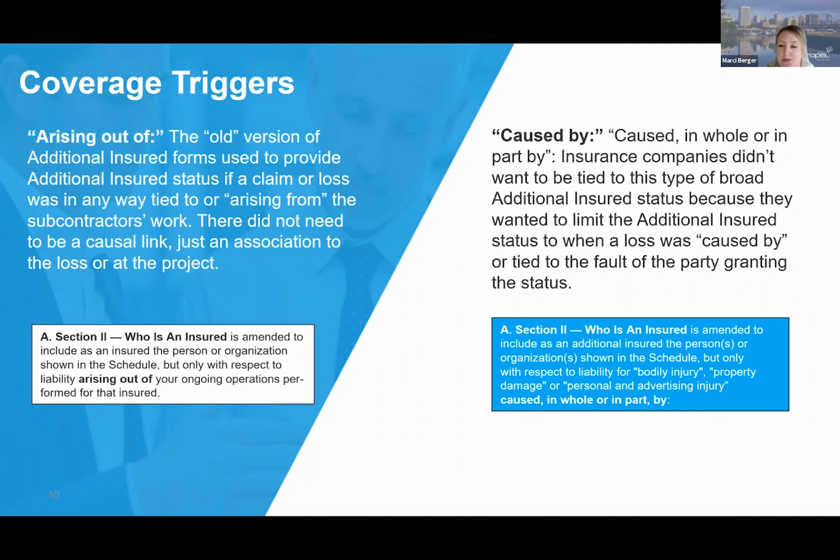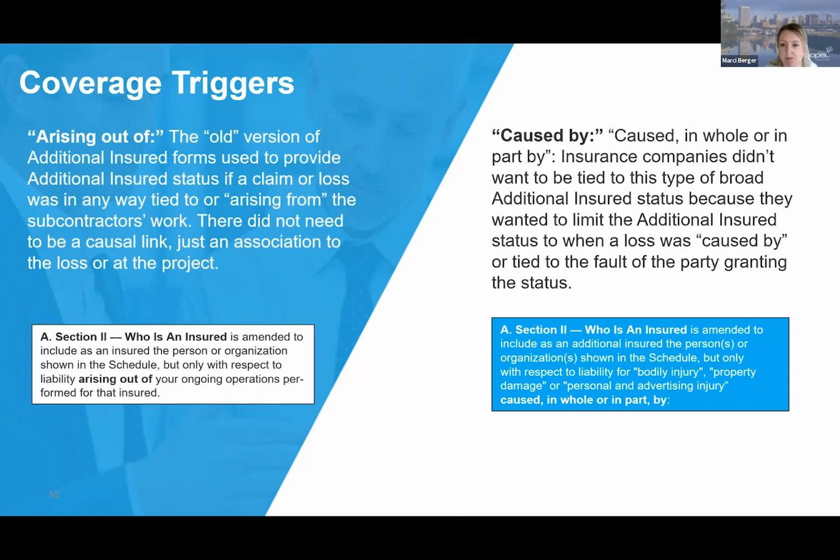We are not attorneys. So first up, we've got John's Plumbing, who's a subcontractor at a job site. This job site is controlled by the general contractor, Marcy Builders, Inc. As required by contract, John's Plumbing lists Marcy Builders as an additional insured using the CG 2010-0704. This is the form that uses the caused in whole or in part by wording.